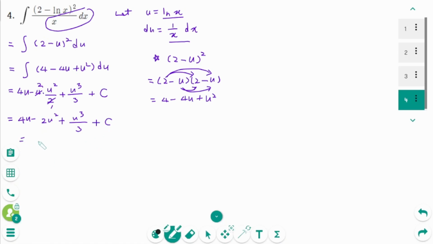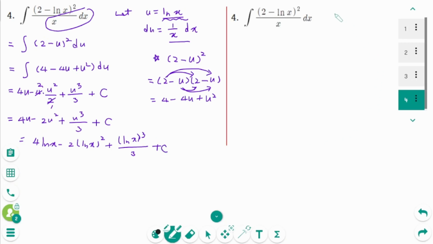The final answer is 4 times u, and u was ln x, so 4 ln x minus 2 ln x squared plus ln x cubed over 3 plus c.